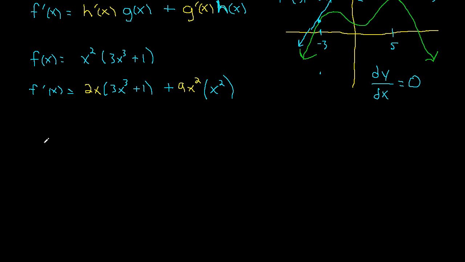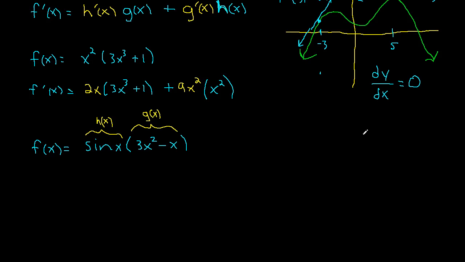Let's say we have a function, the sine of x times 3x squared minus x. Okay, so again, we have a product of two functions. This function right here is behaving like my h of x, and this function right here is behaving like my g of x.